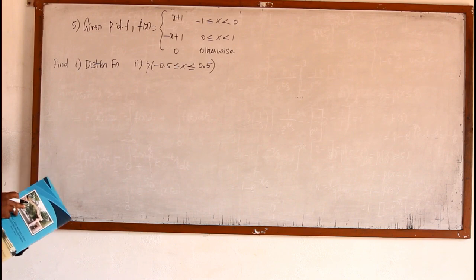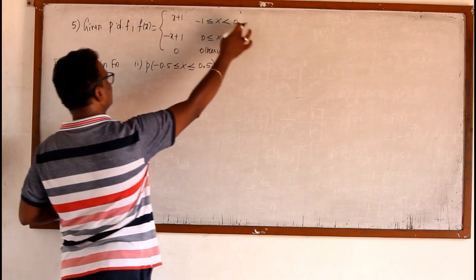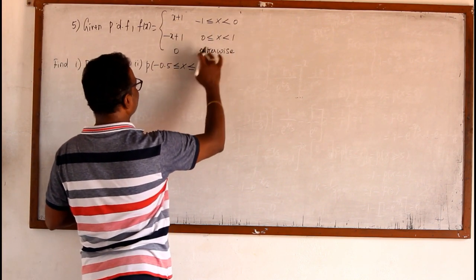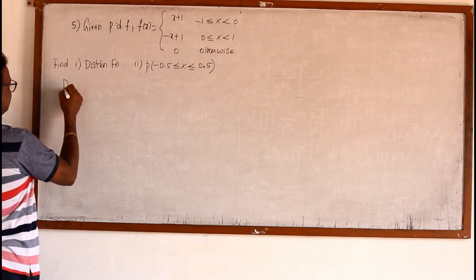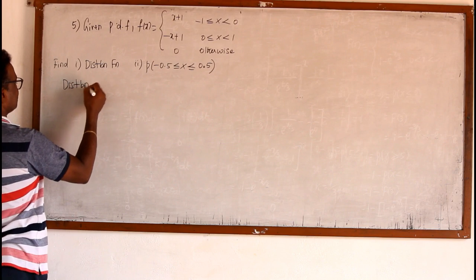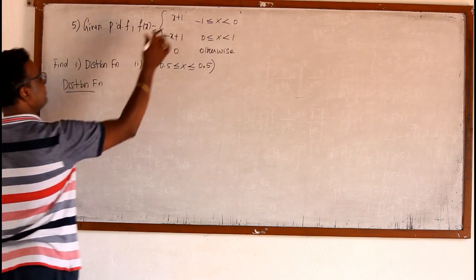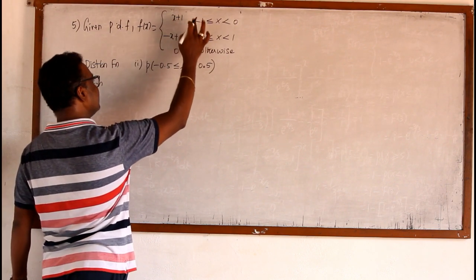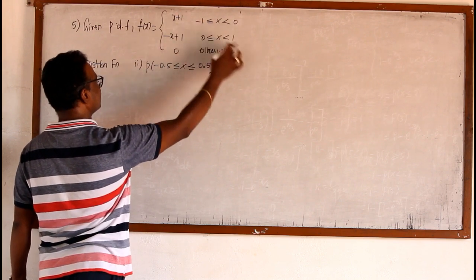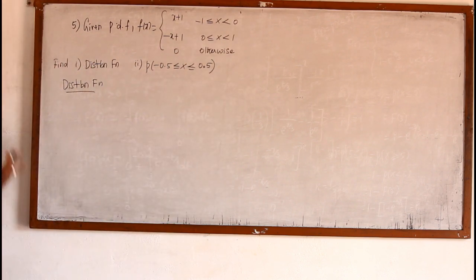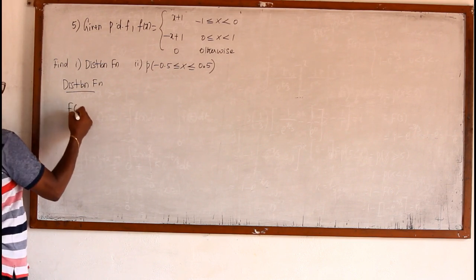Okay, the intervals are spread like this: from minus 1 to 0 one value, then 0 to 1 one value, and 0 for all the remaining values. So first we should go straight for the distribution function. I must find it up to minus 1, then minus 1 to 0, then 0 to 1, then 1 to infinity. I have to add up everything. That is capital F of x.